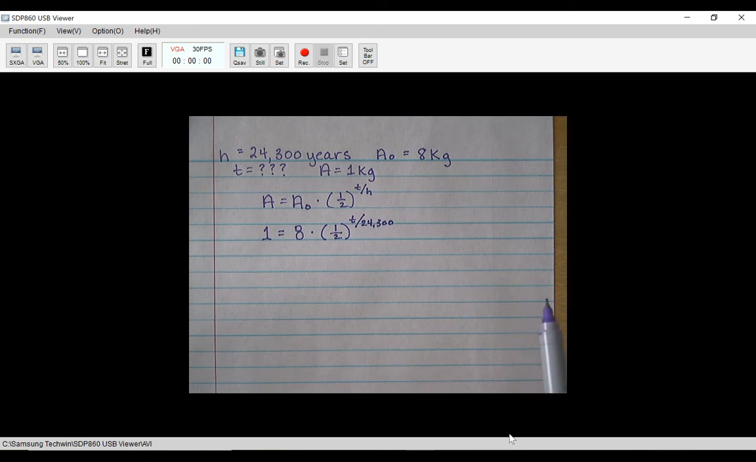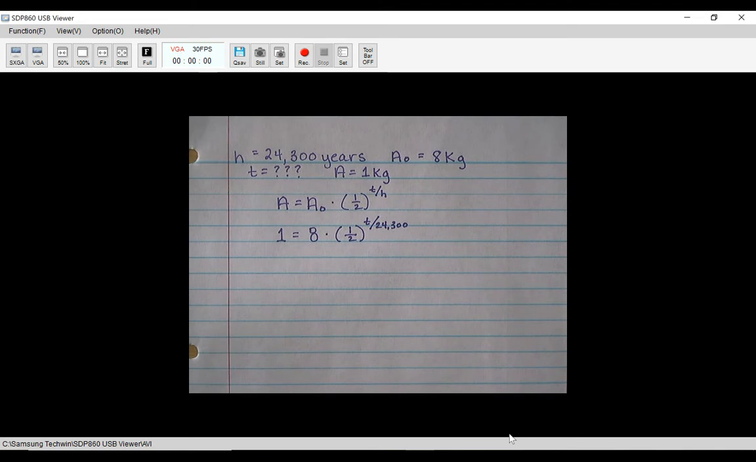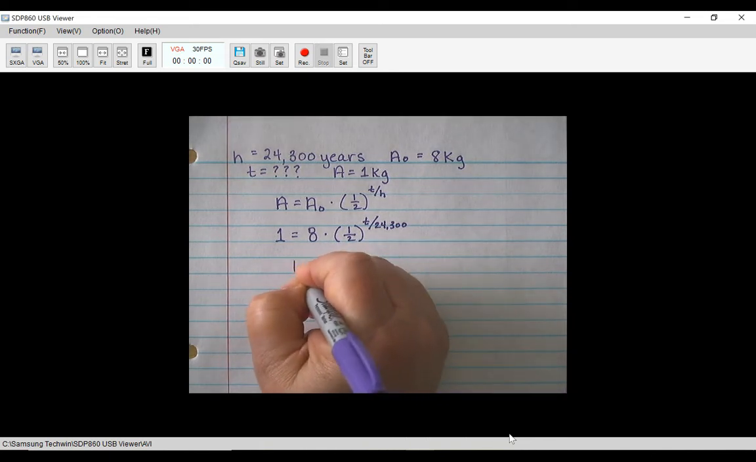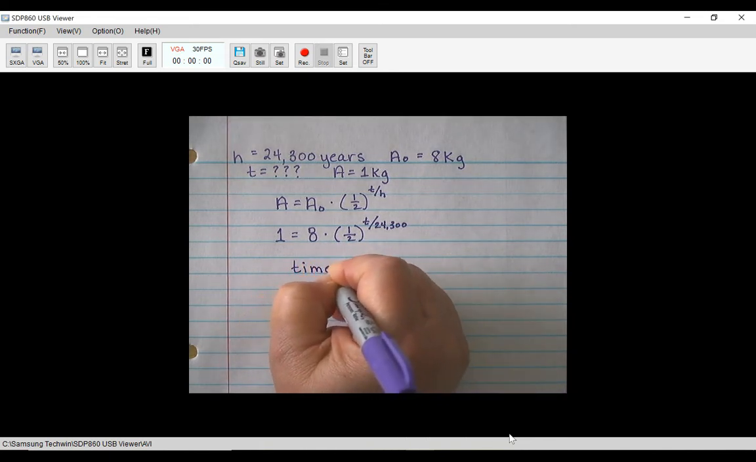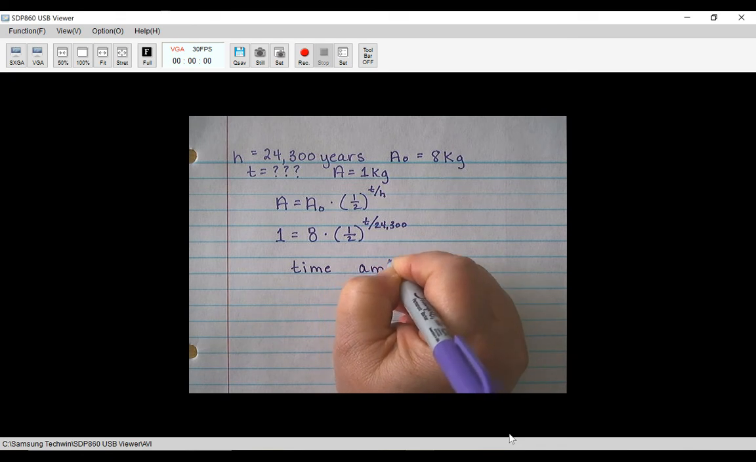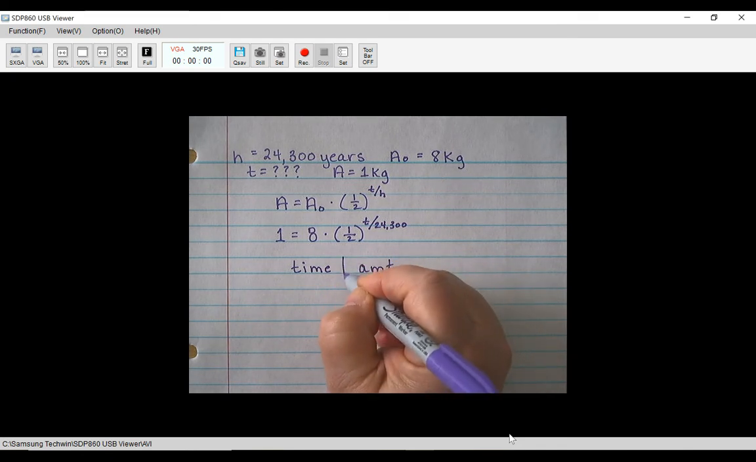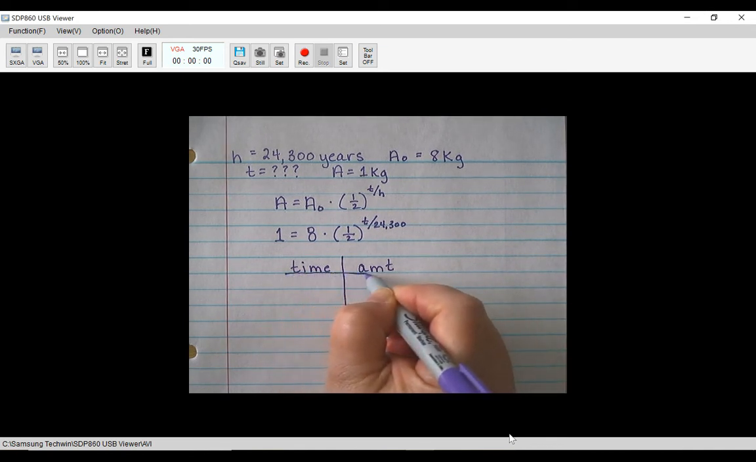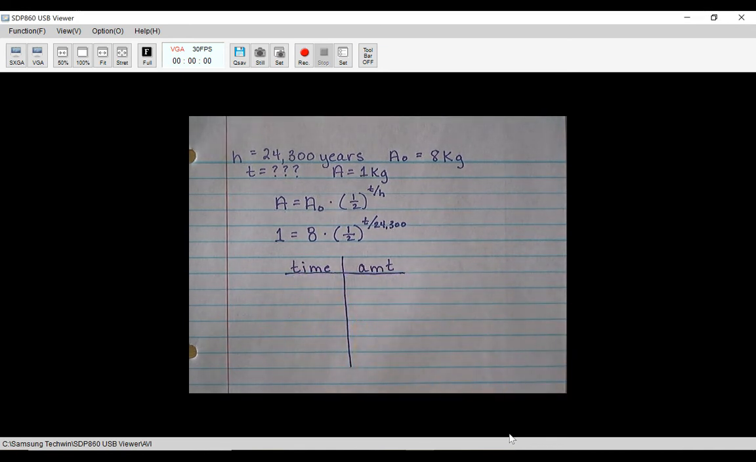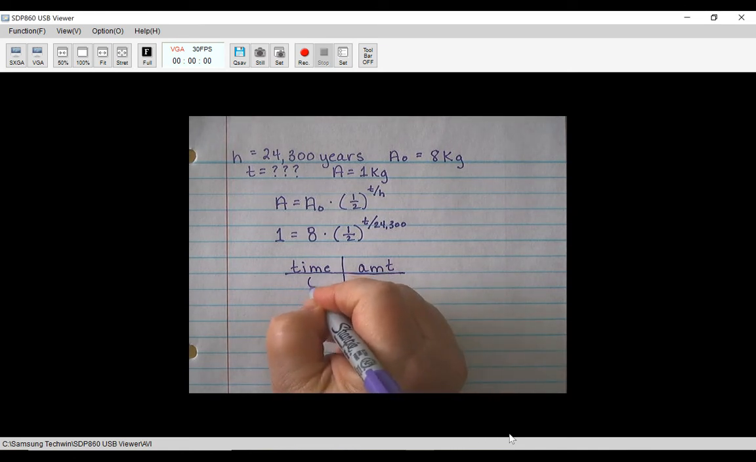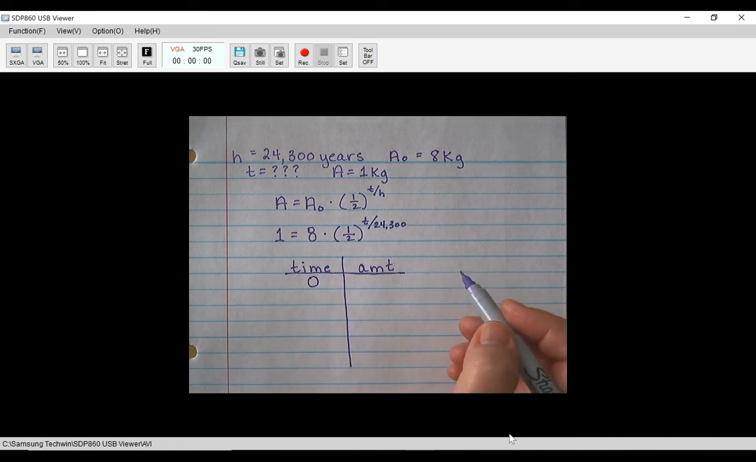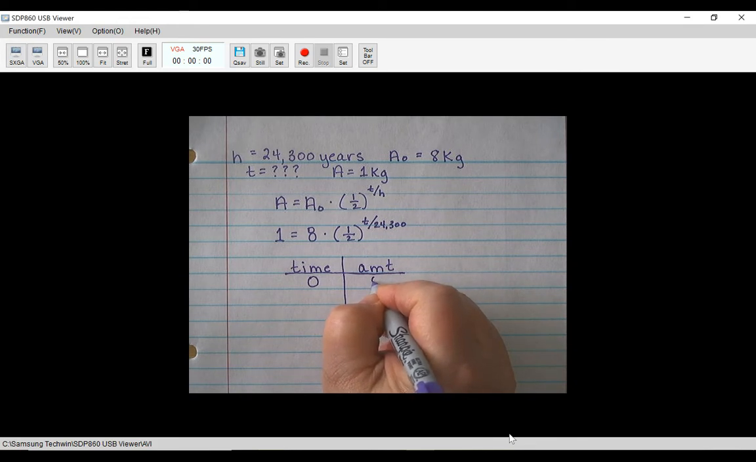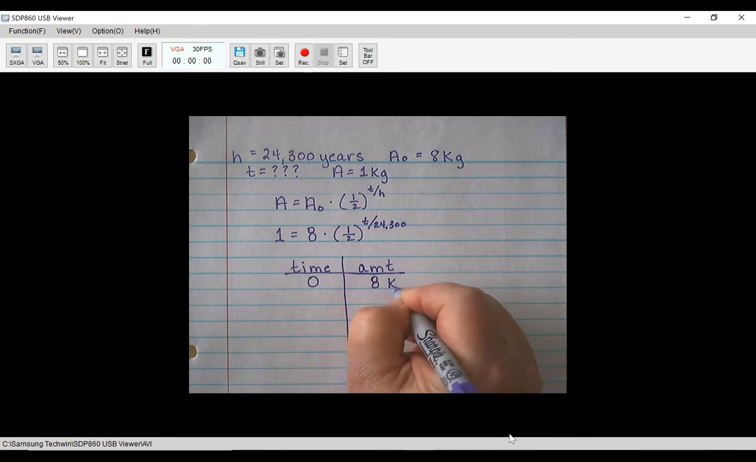But I have got a very simple solution when a problem seems too difficult. Make a table, okay? Make a table with the time and the amount of your substance. This works many, many times to help you with your problem. Always start with time 0. The original amount is at time 0, and we had 8 kilograms.